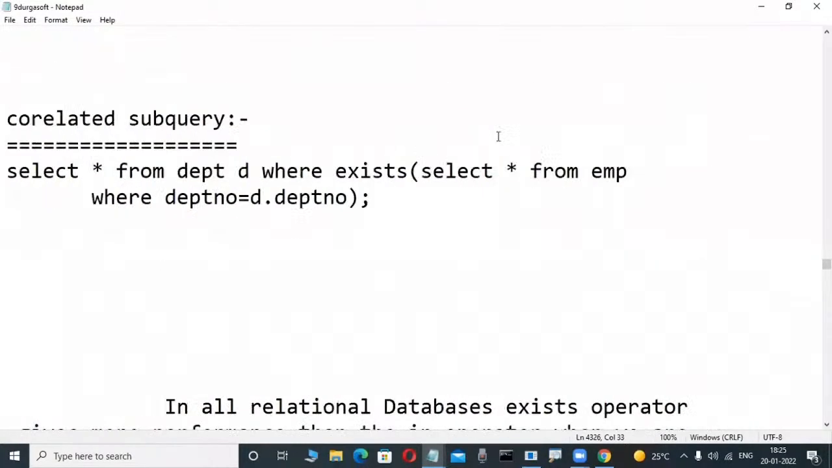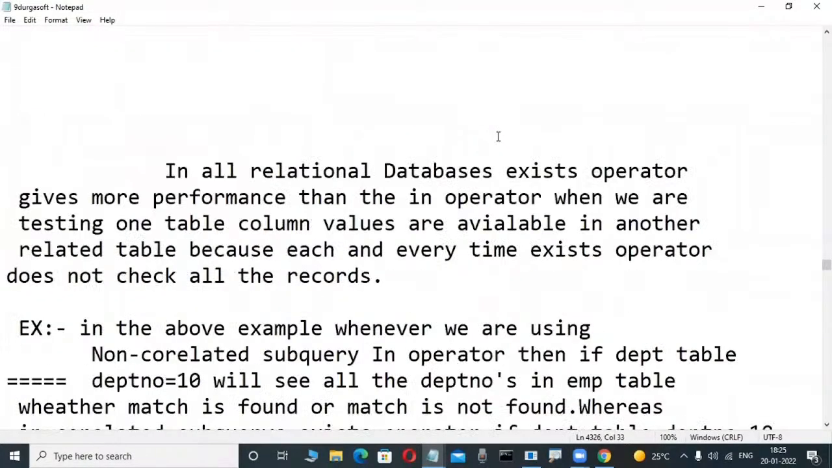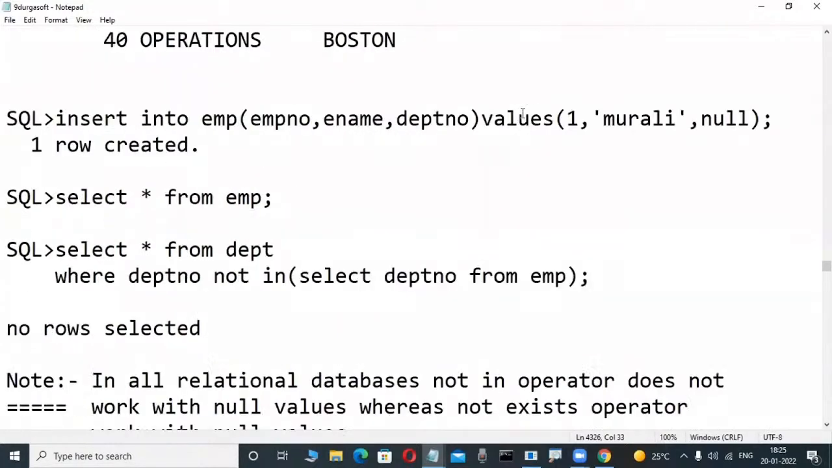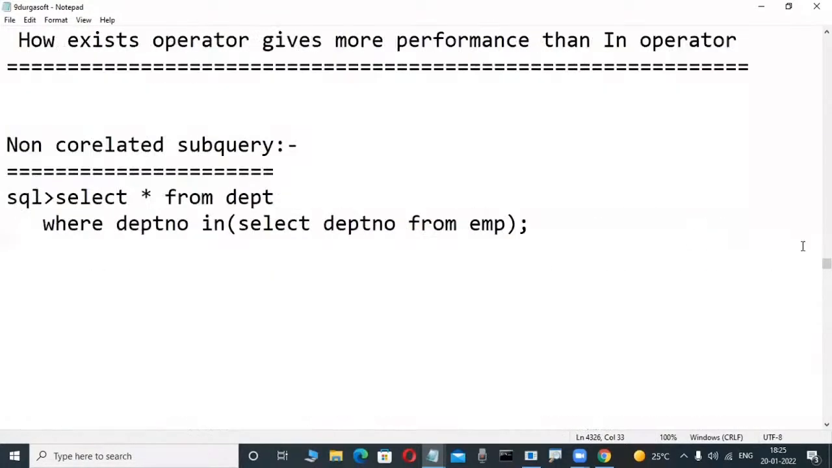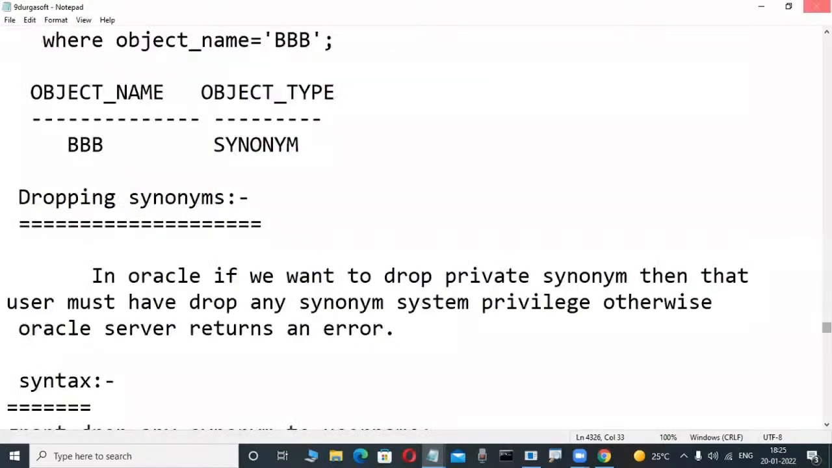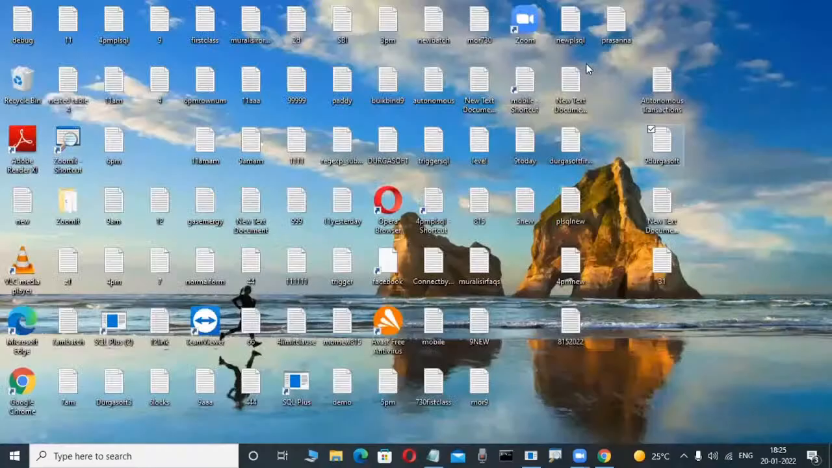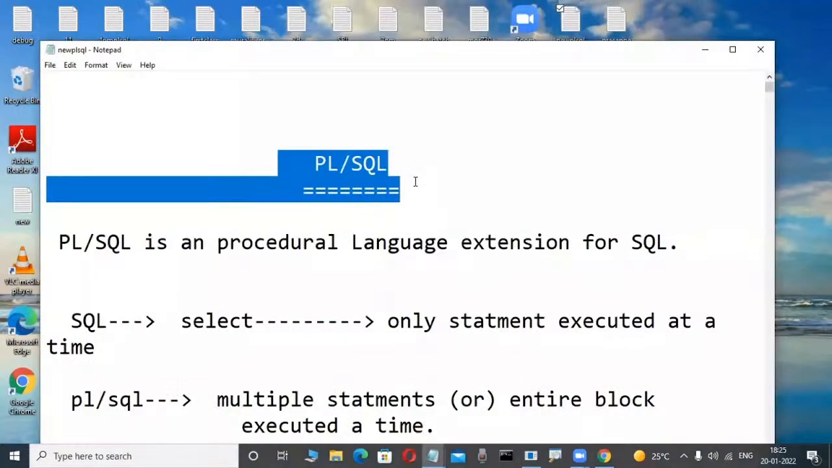Some queries are there, and these are all things we are familiar with. Don't worry. Then database objects, so many things are there, and we are learning them. These are big concepts. Again, PLSQL means some little bit of coding is there. Don't be afraid. This is PLSQL.